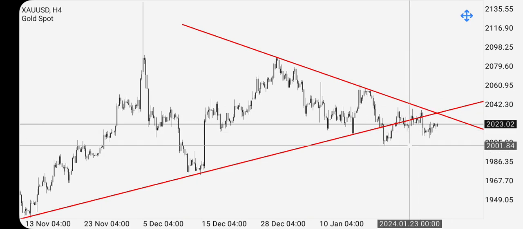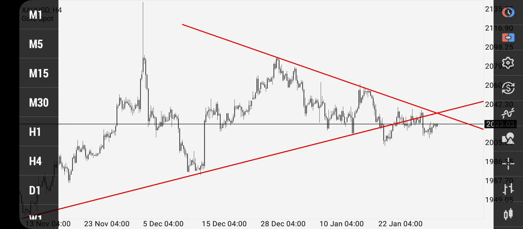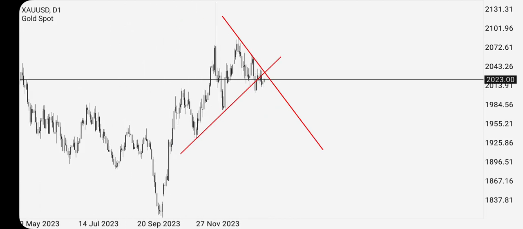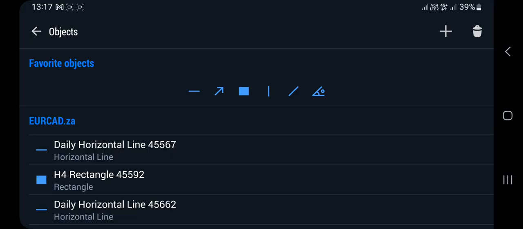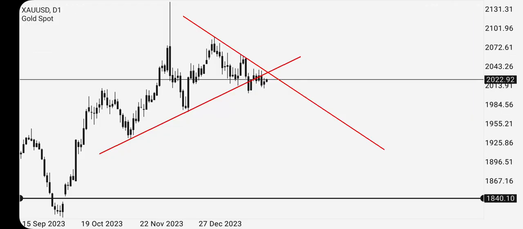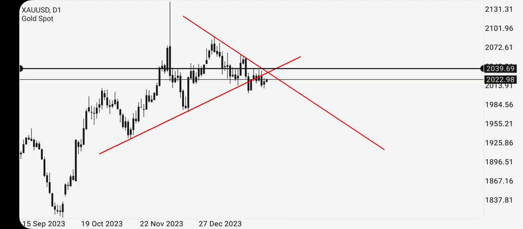So I've put my trend lines. Now I'm going to the next tool that I use. I go back to the daily time frame, zoom in a bit, then I put one of my favorite tools, which is support and resistance. There we go, put it.